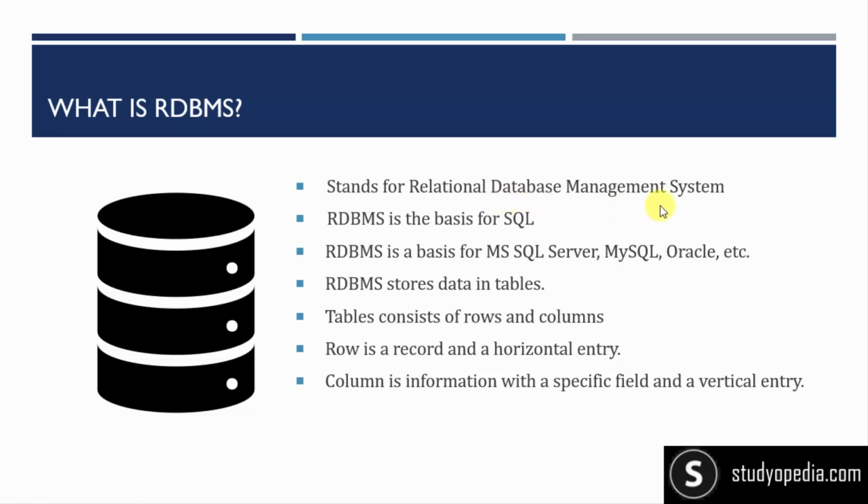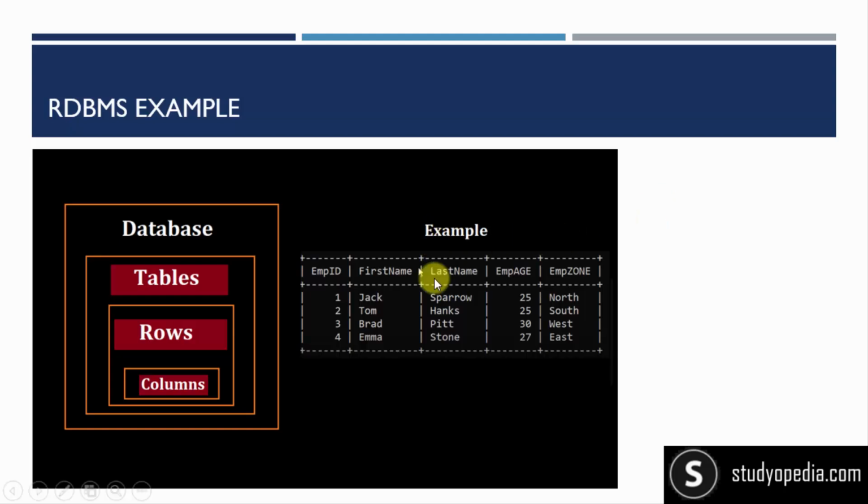To understand RDBMS, herein you can see we have a table. Since childhood, we are creating these tables with rows and columns, right? So this is what we call RDBMS. That is a relational model. Relational means relation between rows and columns. So this is what we have shown here.